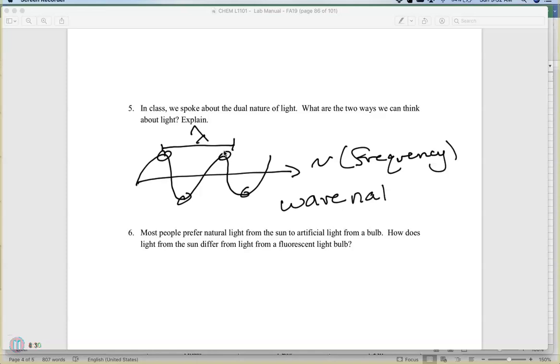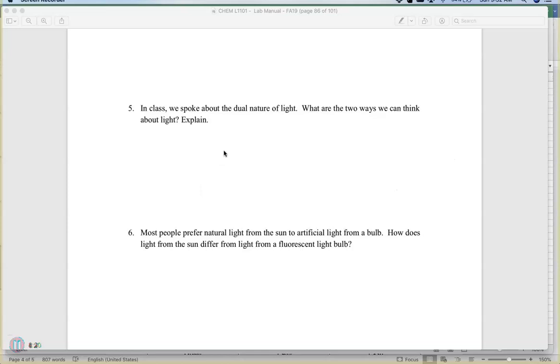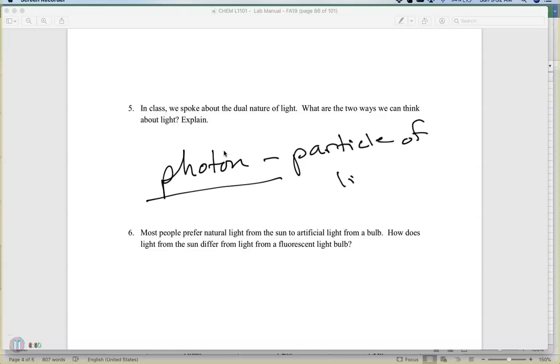So wave nature. This was what was discovered first. The Maxwell equations describe the behavior of light. So light is definitely a wave. It is an electromagnetic wave. Light, and I did mention this in the pre-lab, but maybe I didn't elaborate enough, is also a particle. And that particle is called a photon. So, particle of light.